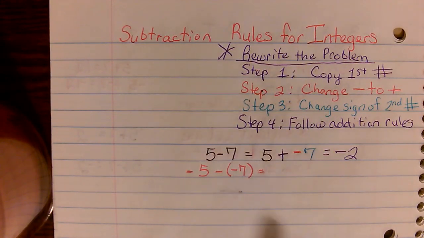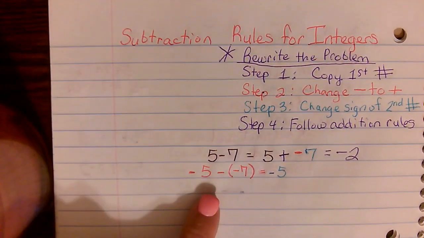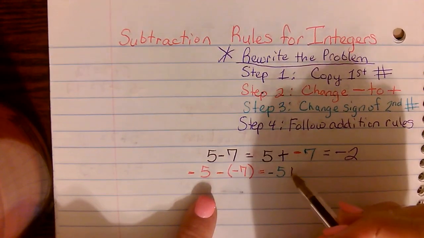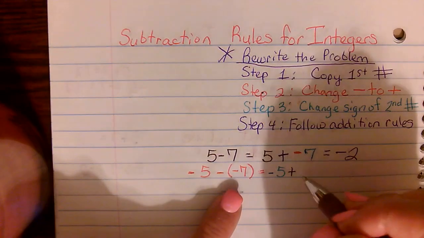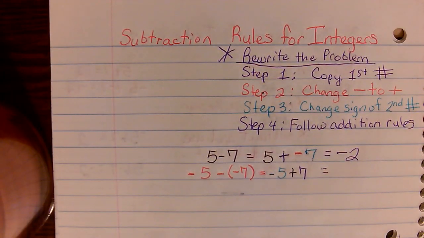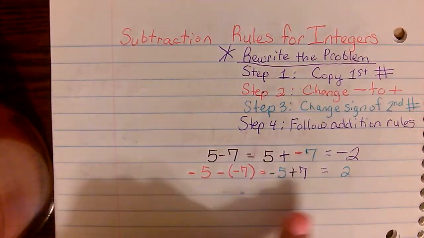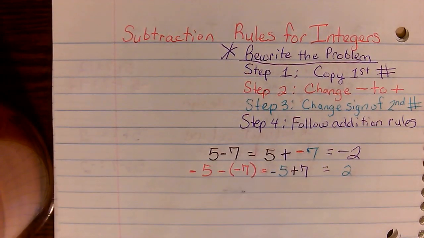Following the rules. Step 1, we've copied the first number again, so I rewrite negative 5. I change this subtraction sign to an addition sign. And then 7 was negative, and 7 now becomes positive. I follow the rules of addition again from what we studied last week and what you took notes on. So if the signs are different, you subtract. 7 minus 5 is 2. 7 is farther from 0 than 5 and 7 is positive. The answer is positive 2.